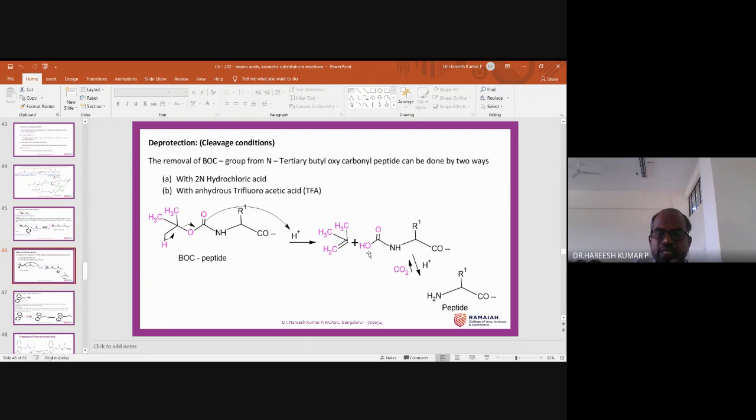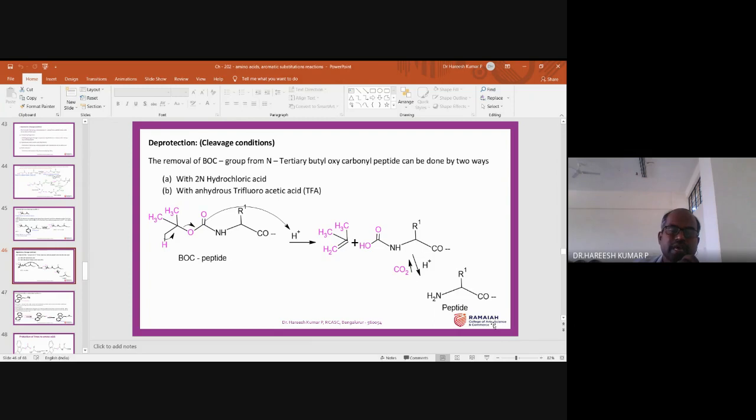And then when this bond pair cleaves, the bond between the oxygen and hydrogen cleaves, giving rise to carbon dioxide, which will go out as a gas, and the obtained one is a peptide. So this is about what is called Boc. Okay, the use of Boc in peptide synthesis and how it is protected.